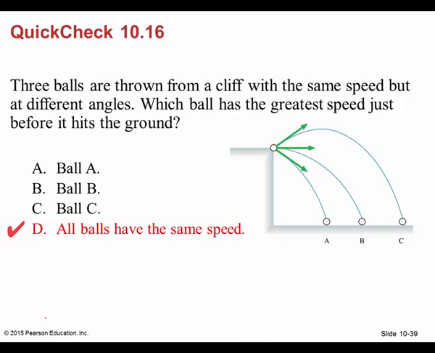Now here they ask, 3 balls are thrown from a cliff at the same speed, which ball has the greatest speed just before it hits the ground? Well, they all do. And you say, well, how can that be? Look, folks. Remember, when we release an object, regardless, it comes under the influence of gravity, and since they're all moving from the same height, then they have to be at the same speed when they hit the ground. And you say, how's that? Well, mgy is equal to 1/2 mv squared. They're all going from the same height.